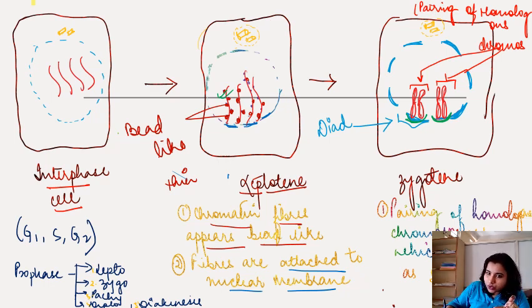So what is homologous chromosome? Homologous chromosome means for one character there will be two alleles. We have already studied this in genetics, right? For one character there will be two alleles, one from father, one from mother. So when both these alleles combine together, that is what we call the pairing of homologous chromosomes, right?